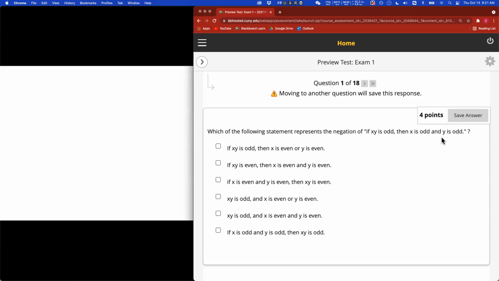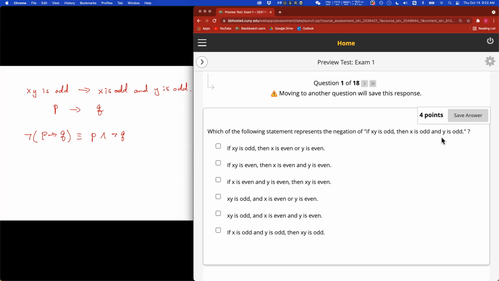So you have: if xy is odd, then x is odd and y is odd. So we know this is a P implies Q statement. And the negation of P implies Q is congruent to P and not Q.